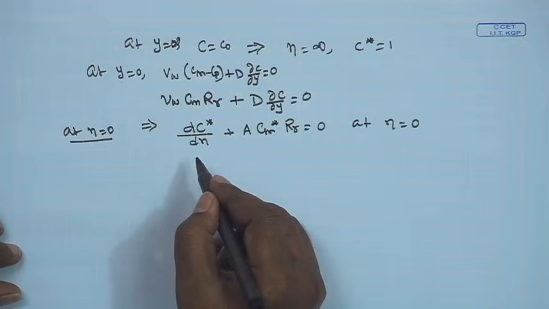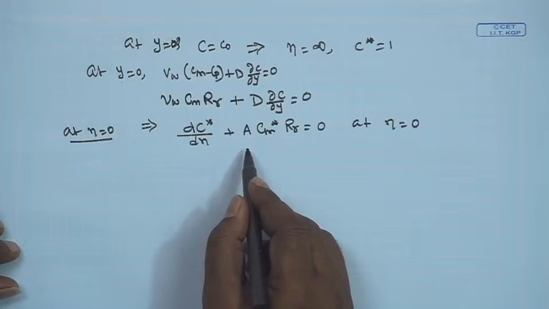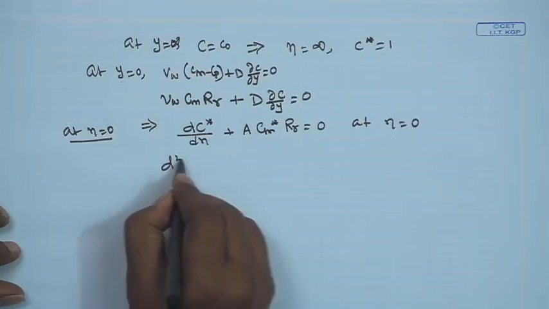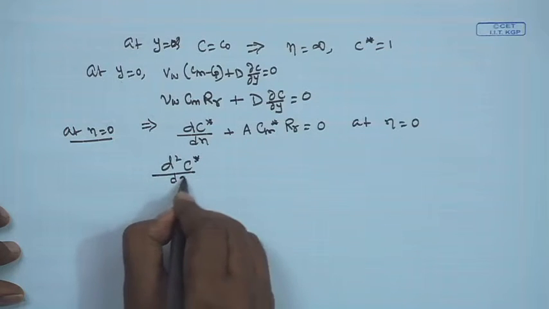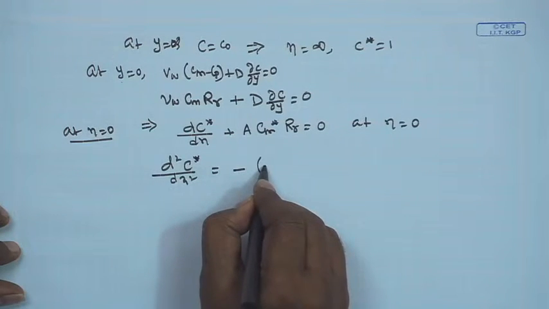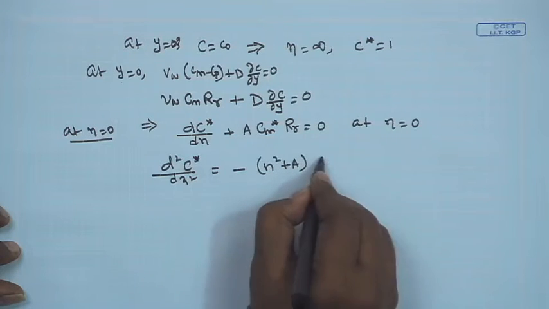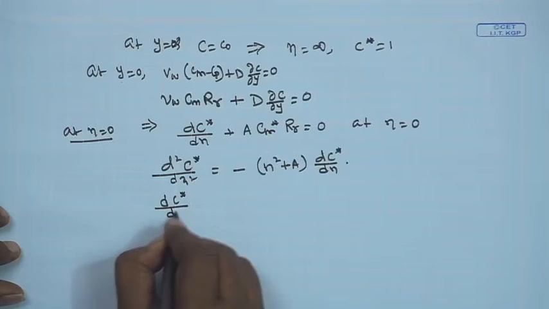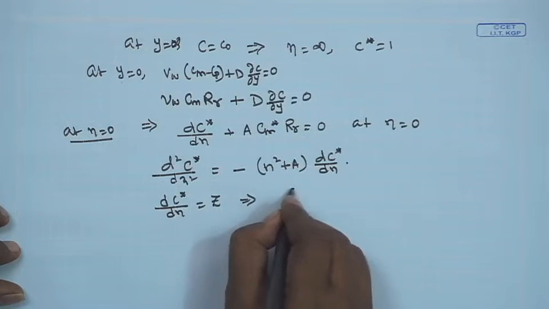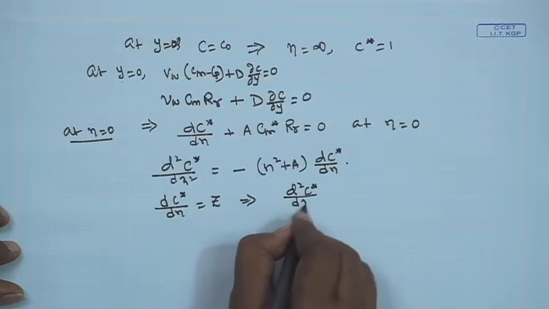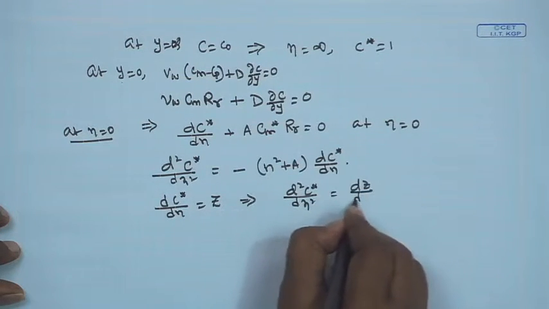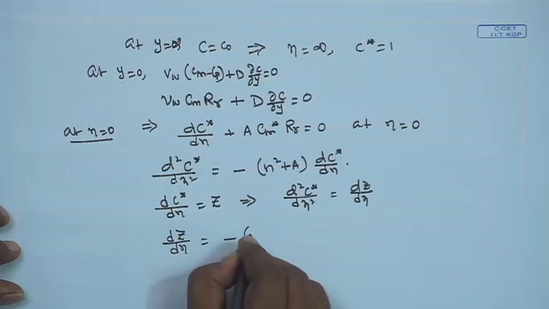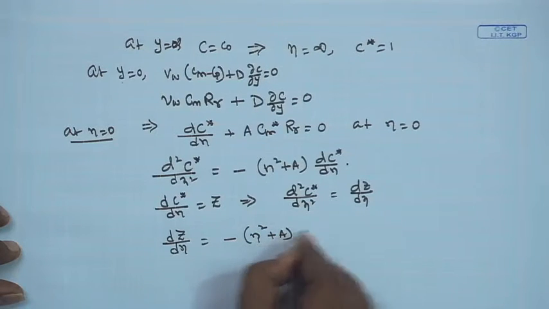Okay. So, we have formulated the two boundary conditions and we have the governing equation. Now, let us solve the governing equation. So, d square C star by d eta square is equal to minus eta square plus a, times d C star by d eta. Let us say d C star by d eta is equal to z. So, d square C star by d eta square is nothing but dz by d eta. So, dz by d eta is equal to minus eta square plus a, times z.